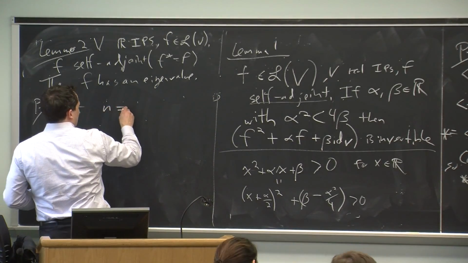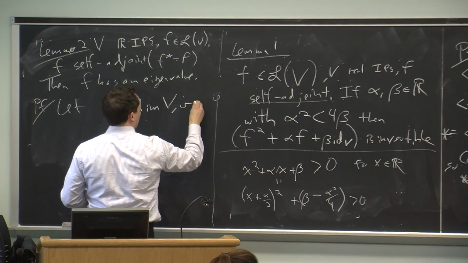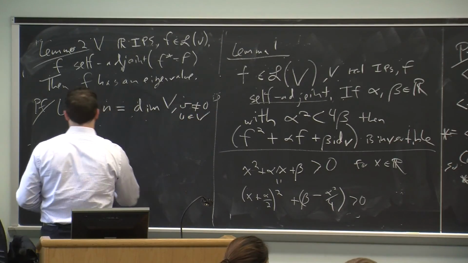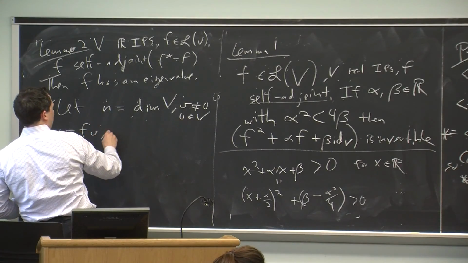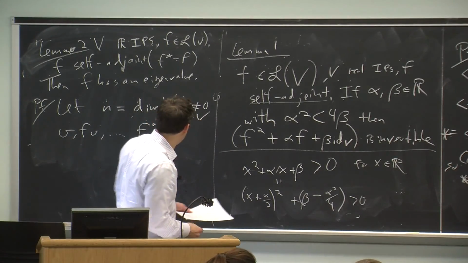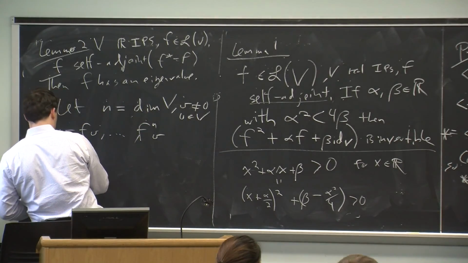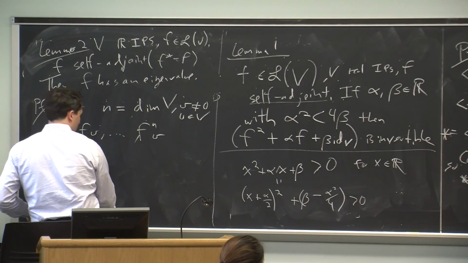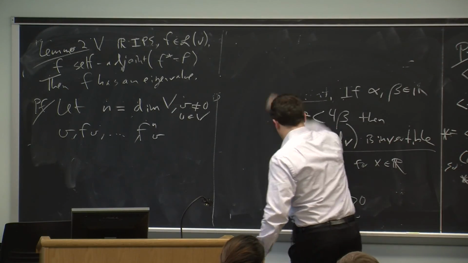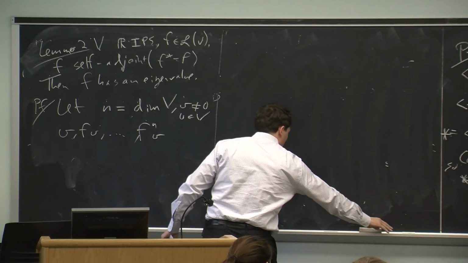So we're going to make the same kind of argument. We let n be the dimension of the vector space, and we consider a non-zero vector in that space. And this list v, f of v, and so on up to f^n of v, is a list of n plus 1 vectors, and so it's linearly dependent. And there exists a non-trivial expression for 0.